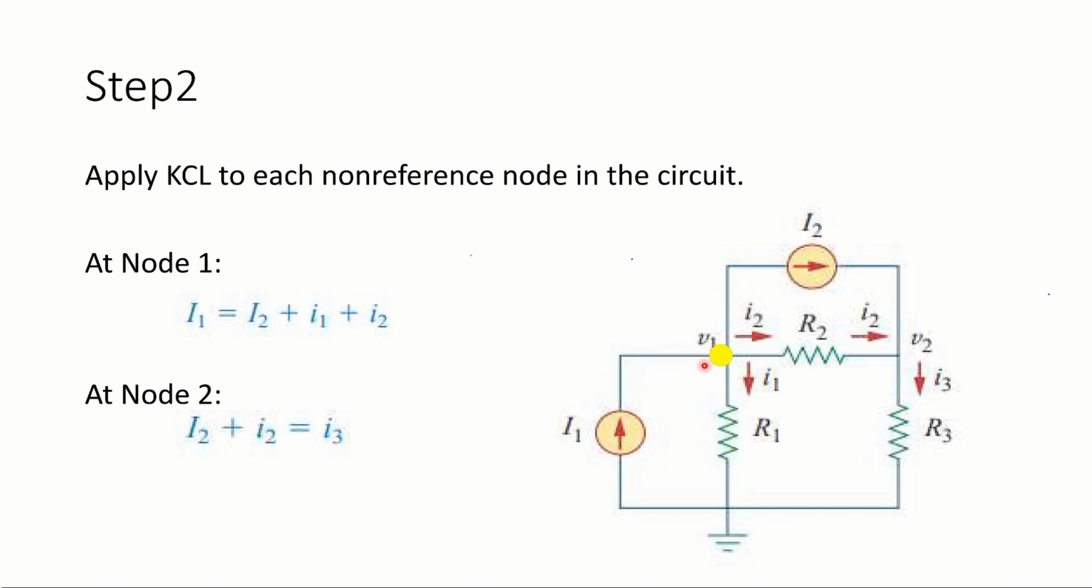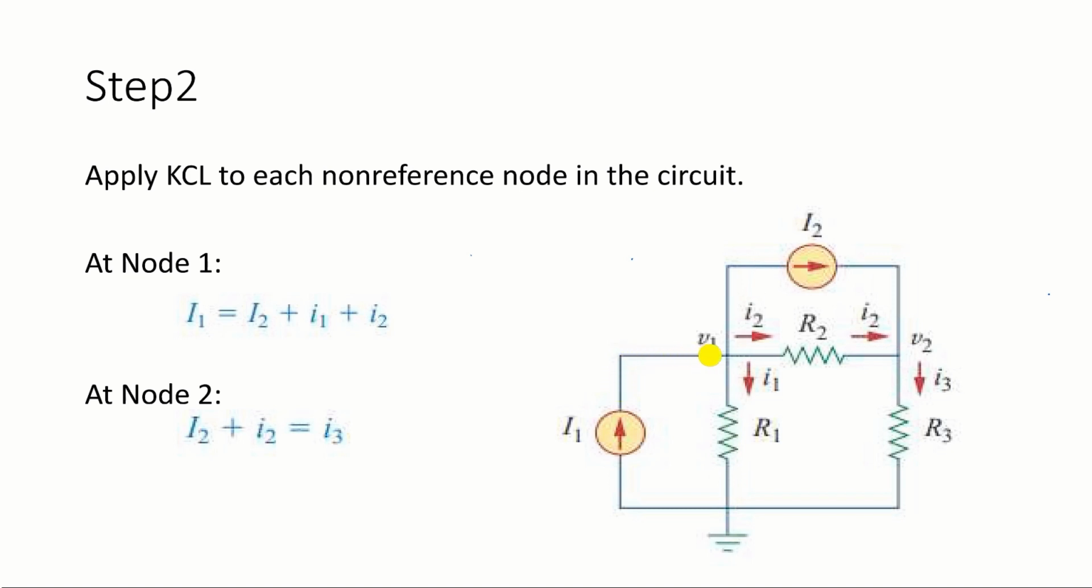So the capital I1 current splits into 3 parts, that is capital I2, small I2, and small I1. So now let's apply KCL at node 1. Let's recall that KCL states that the amount of current entering the circuit is equal to the amount of current leaving the circuit.